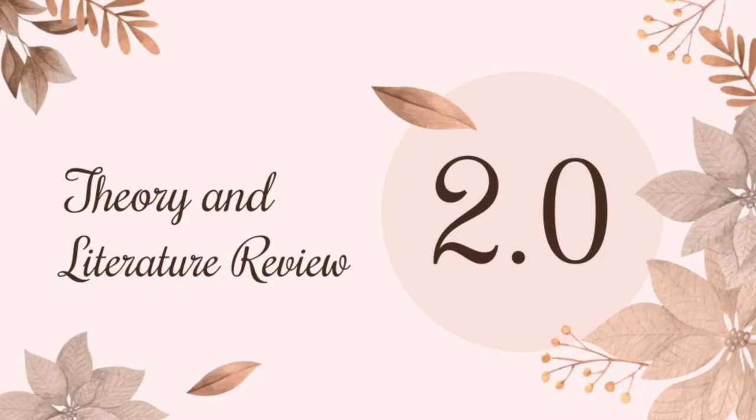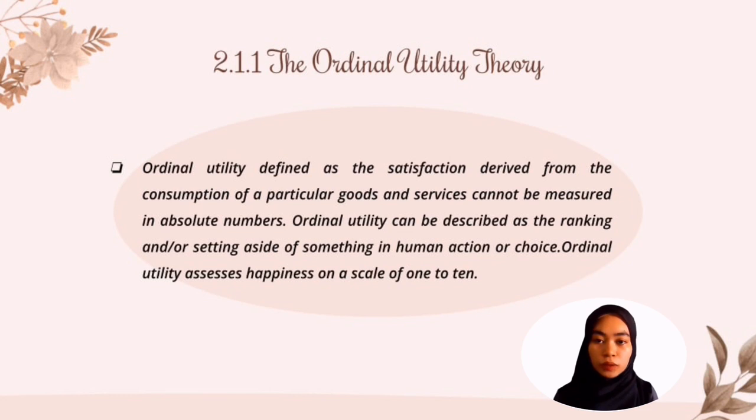2.0 Theory and Literature Review. 2.1.1 The Ordinal Utility Theory. Ordinal utility is defined as the satisfaction derived from the consumption of a particular good and services that cannot be measured in absolute number. Ordinal utility can be described as the ranking and or setting aside of something in human action or choice. Ordinal utility assesses happiness on a scale of 1 to 10.